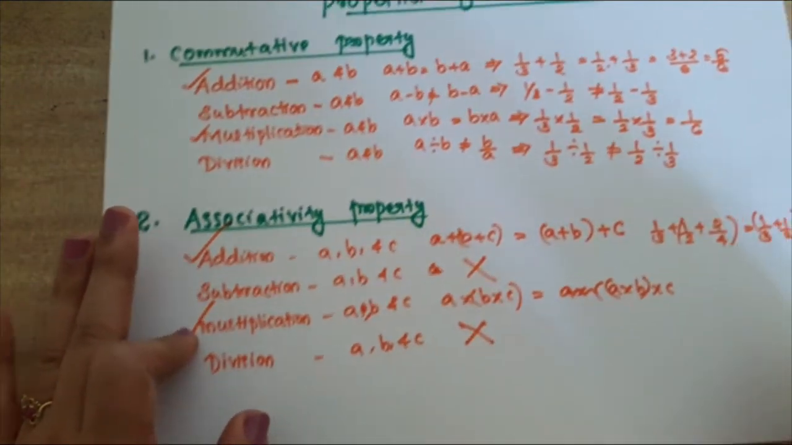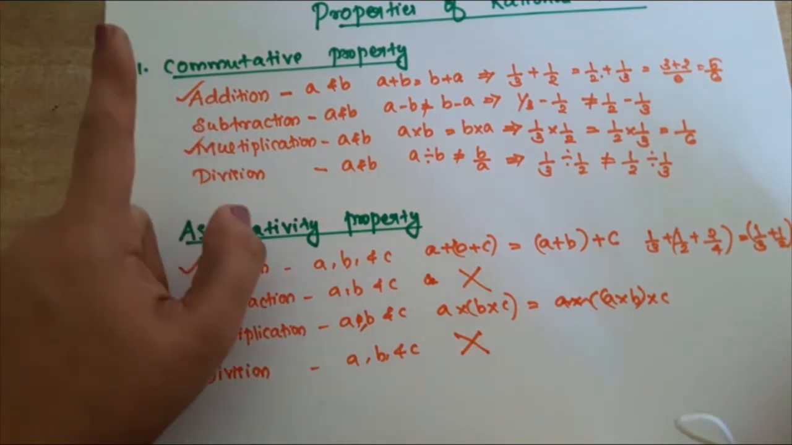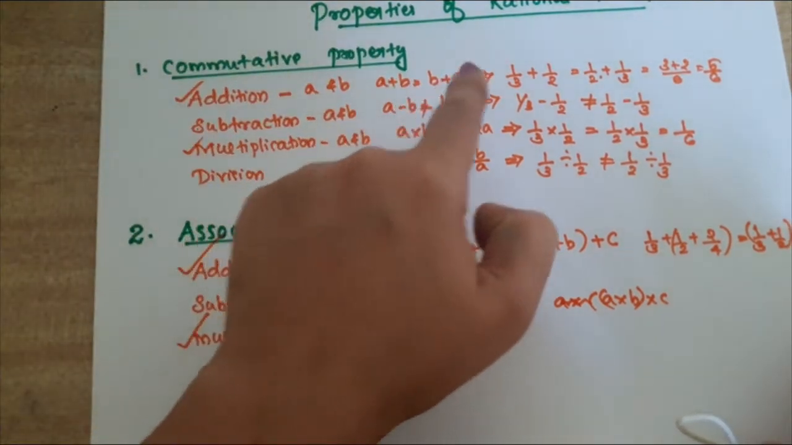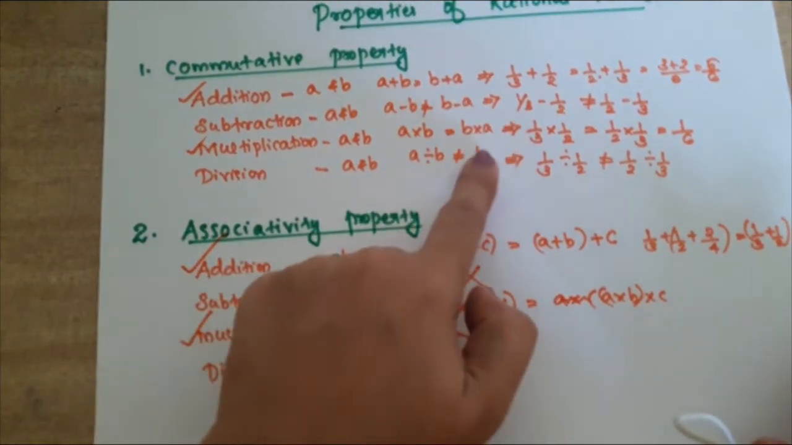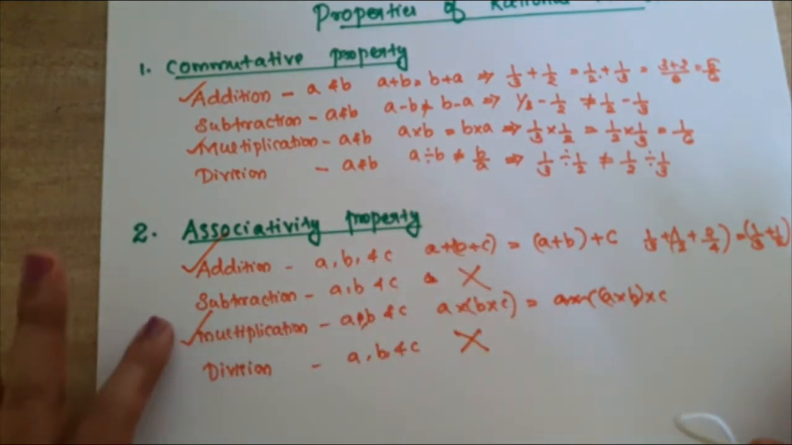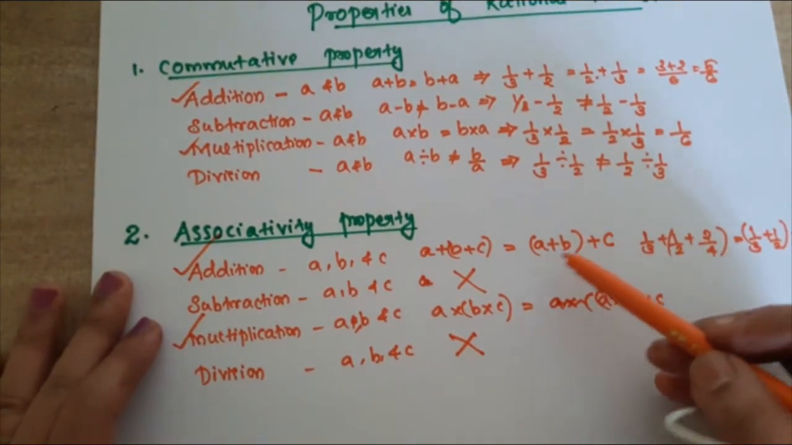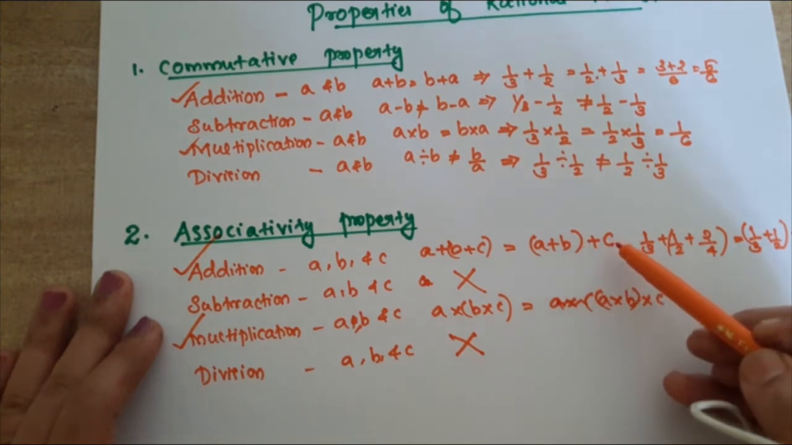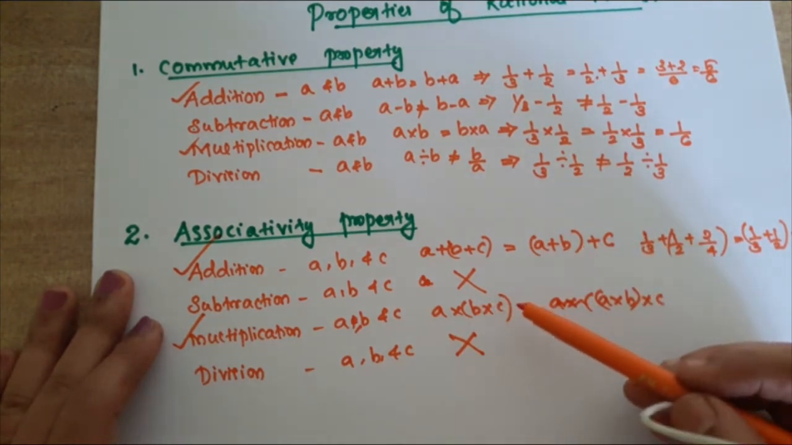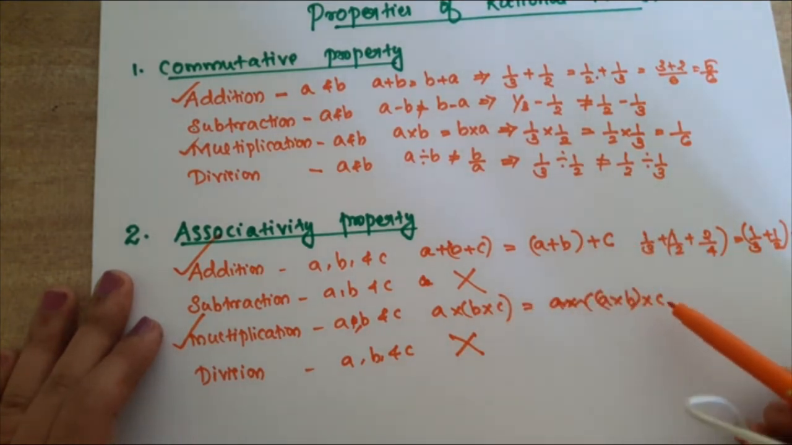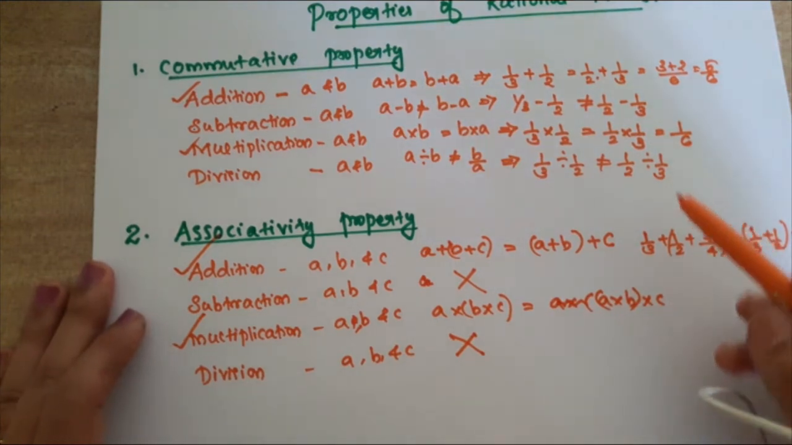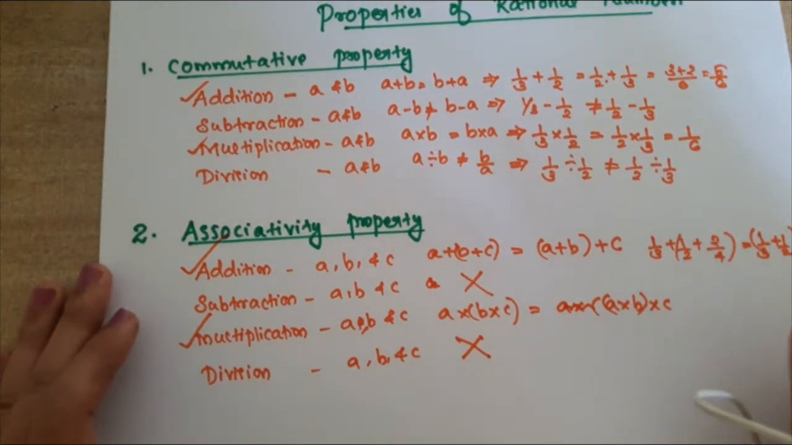Here also it is the same. The only difference is that the commutative property means a plus b is equal to b plus a, or a into b is equal to b into a. But the associative property is (a plus b) plus c is equal to a plus (b plus c), or (a into b) into c is equal to a into (b into c). That's the only thing you have to learn.